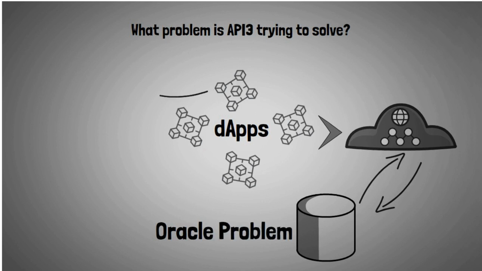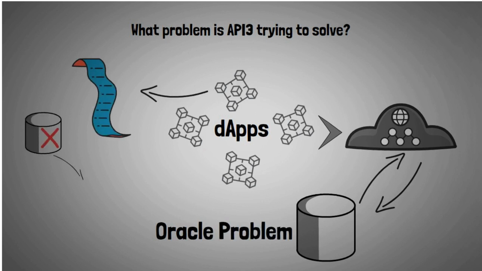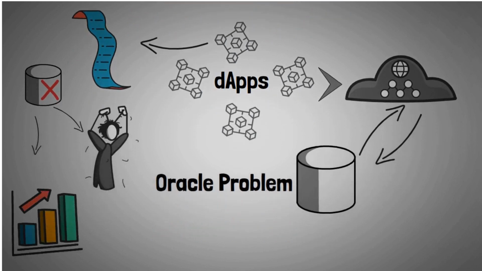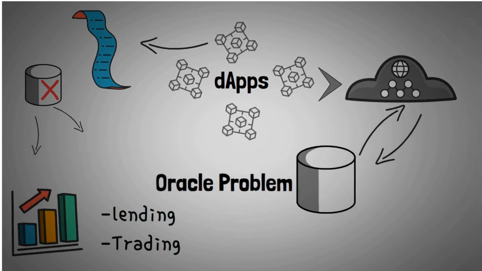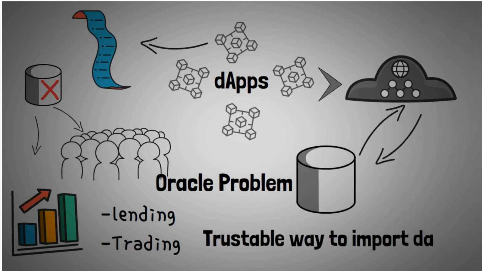Since most dApps are operated via smart contracts, invalid data can lead to disastrous downstream consequences. Especially in financial services such as lending or trading, these corrupted data imports could raise a significant threat to users' assets and more. Therefore, there is a pressing need for a trustable way to import data.